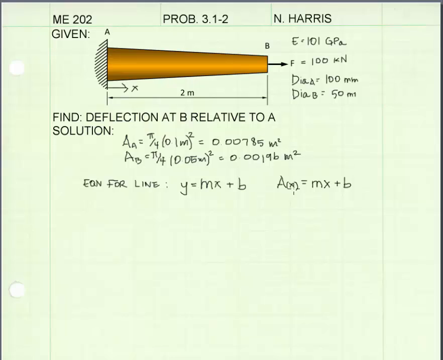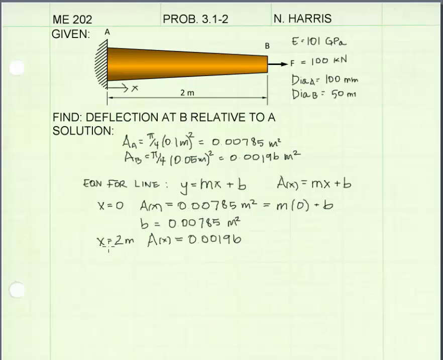We want to write an equation for area. There's going to be a linear equation. It will have a slope term in it, multiplied by x, and also a y-intercept term. Based on the way we've defined x, when x equals 0, our equation for cross-sectional area must give us a value of 0.00785. That's the area we computed at point A. We can set that value equal to the equation m times x equals 0 plus b. Solving for b, we get b is equal to the cross-sectional area at A.